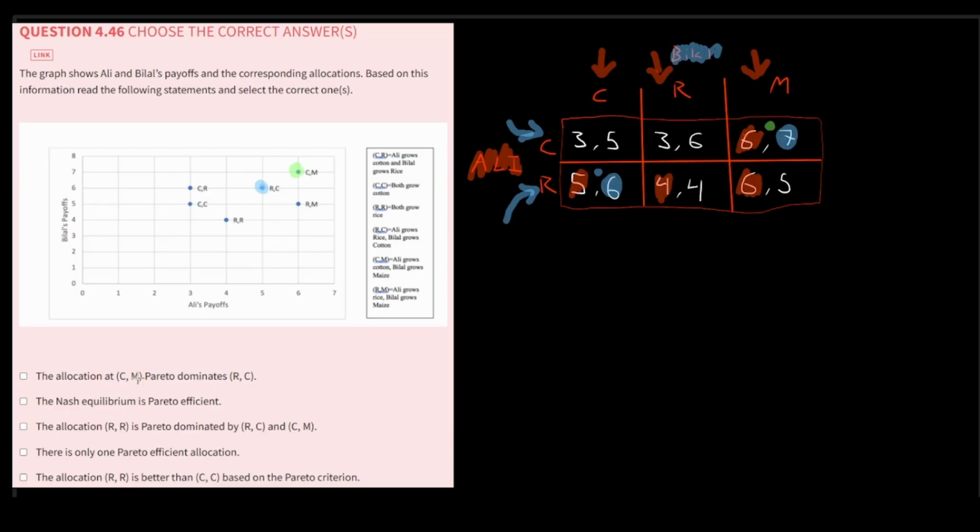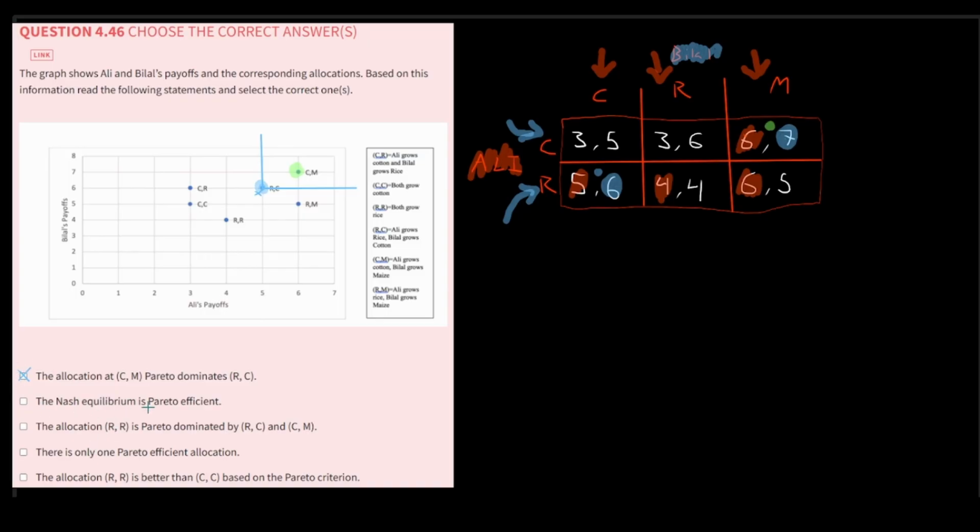Okay, the allocation at CM Pareto dominates RC. Yeah, that is exactly the case. And right, we can see that. Here is RC. Let's keep our colors consistent. There's RC. We see that CM is higher payoff for both parties, so CM is entirely Pareto dominating RC. So RC is Pareto inefficient. Big X there, inefficient. Okay, so that is correct.